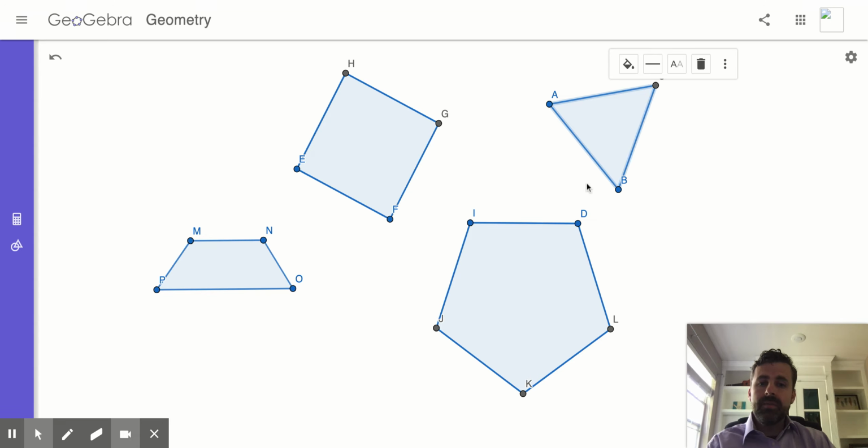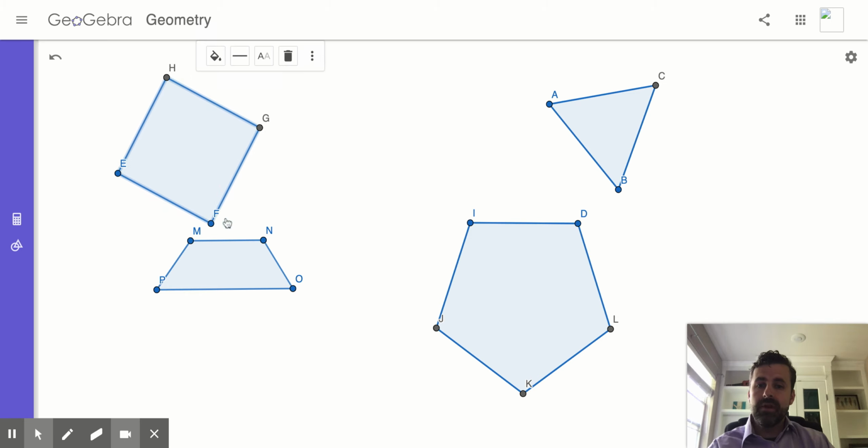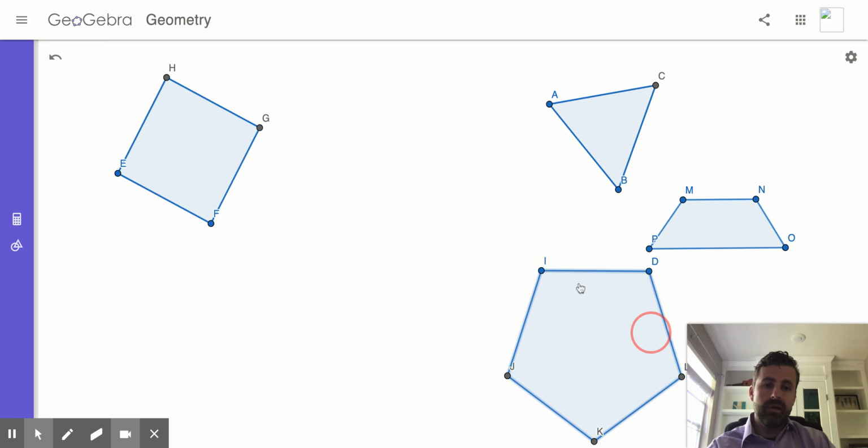Another way to do it would be to classify shapes based on the number or the types of angles that they have within them, right? Like this square here has only right angles, so I might put that over here. These shapes don't have right angles. This triangle has all three acute angles. We call that an acute triangle. Here the trapezoid has two acute and two obtuse angles in the top. And then this pentagon has all obtuse angles. So you can definitely classify something based on the types of angles.